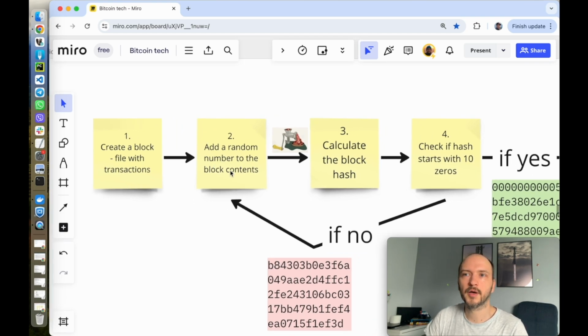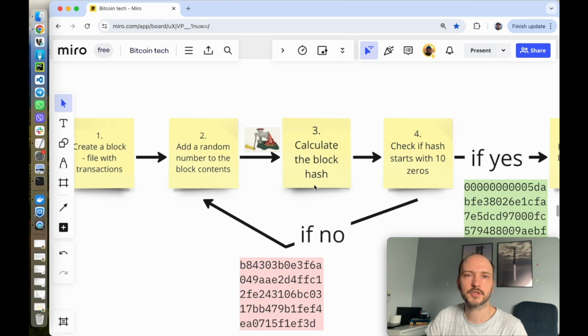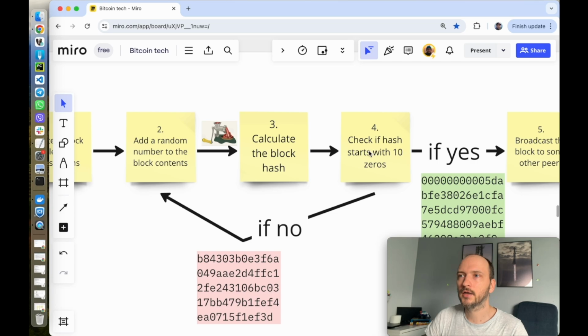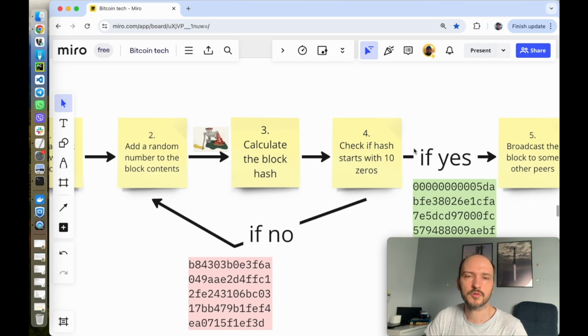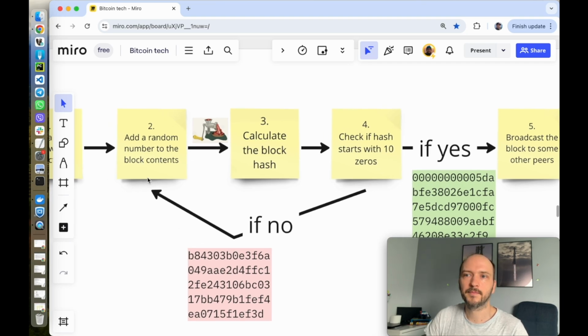Then they add a random number to this block, to the contents of this block, and they calculate the block hash. You remember, the block hash is something similar to the results of the meat grinder. And then they check if the hash starts with 10 zeros. If it doesn't start with 10 zeros or more, they repeat the process again, change the random number inside the block contents and calculate the hash again, and check if it starts with 10 zeros. If not, they just repeat it over and over again.